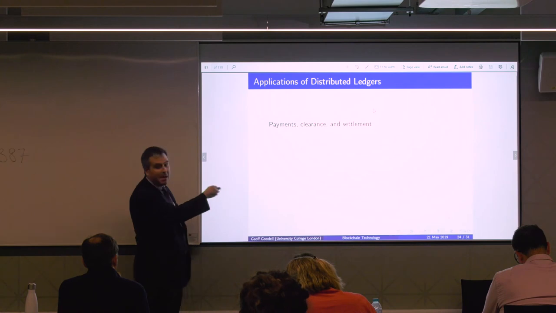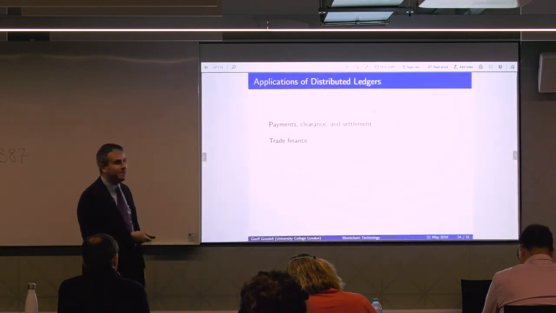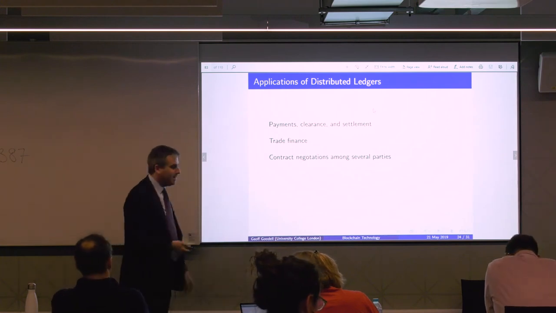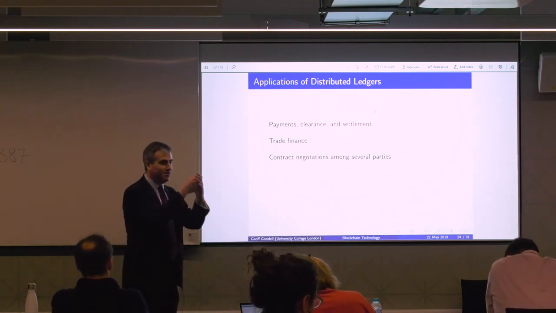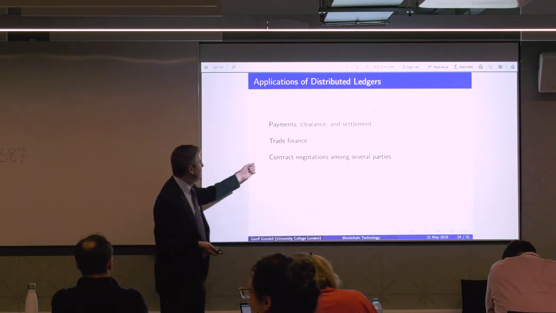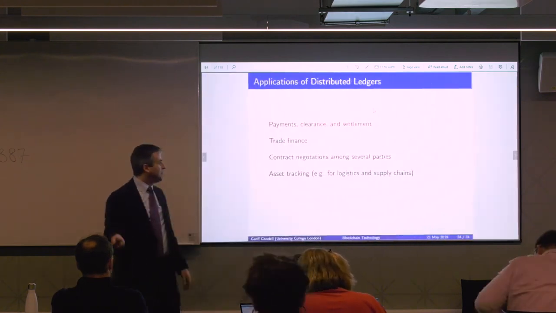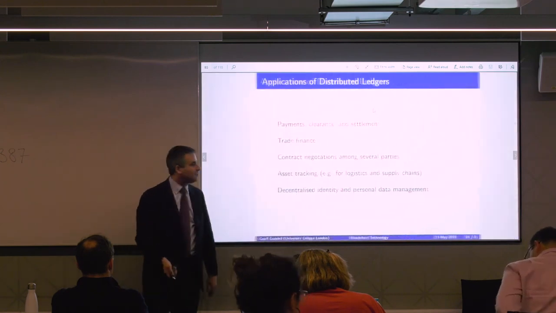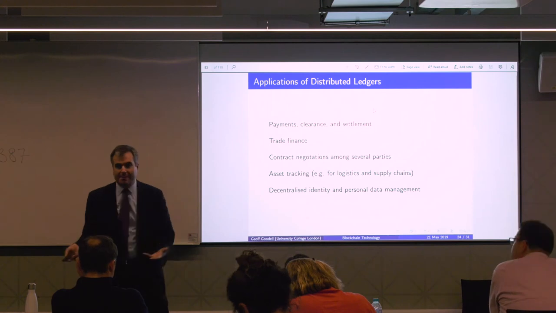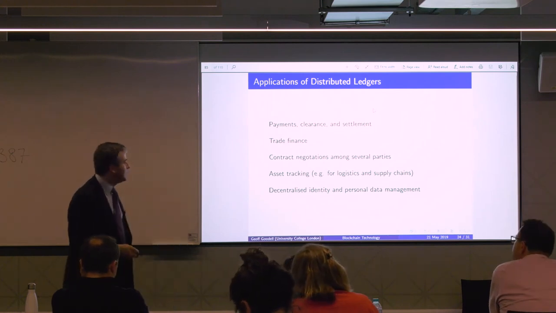So applications, payments, clearing and settlement, those are the business network examples. Trade finance, maybe you want to figure out who is joining up to a trade or what a marketplace needs to look like, could be distributed. Contract negotiations, multi-party, tracking assets, so we talked about supply chains. Decentralized identity management, that could potentially be done using DLT as well.